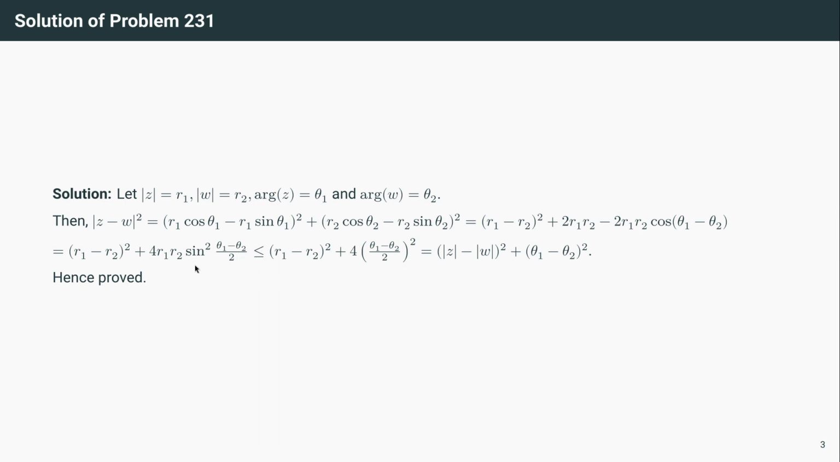This term remains the same. Now from trigonometry, we also know that sin theta is less than or equal to theta. So we remove the sine function from here and we write r1 minus r2 whole square plus 4 times theta 1 minus theta 2 by 2 whole square. 2 square will cancel 4, so this will become mod z minus mod w whole square plus theta 1 minus theta 2, and theta 1 minus theta 2 is nothing but argument of z minus argument of w.